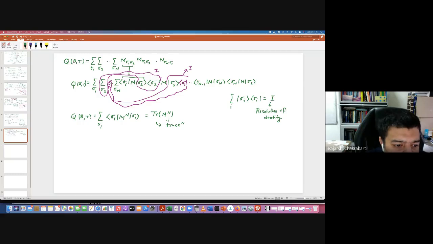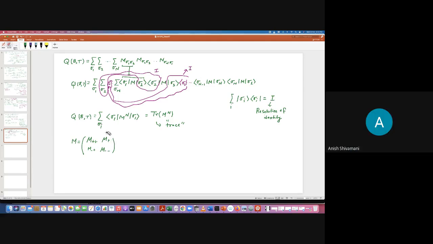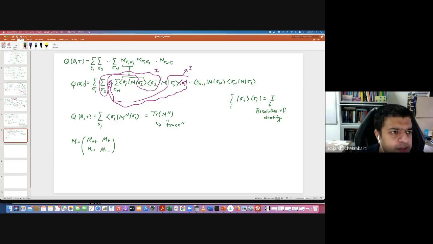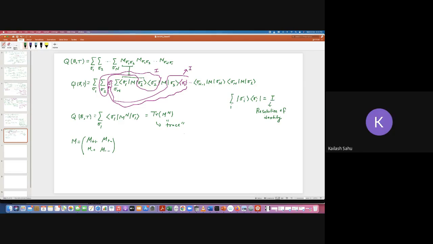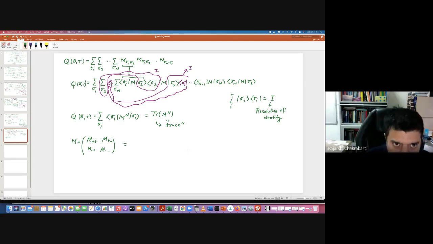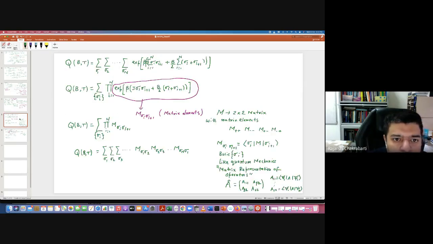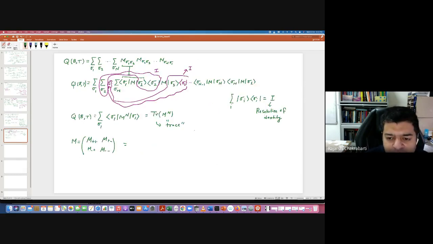I had told you the matrix M is a 2 cross 2 matrix with matrix elements M plus plus, M minus minus, M plus minus, M minus plus, isn't it? I hope the way I'm doing it is not difficult to follow. So now let me write this explicitly. But before that, I go back again. What is the matrix element? This one is the matrix element. So my matrix element was like this.